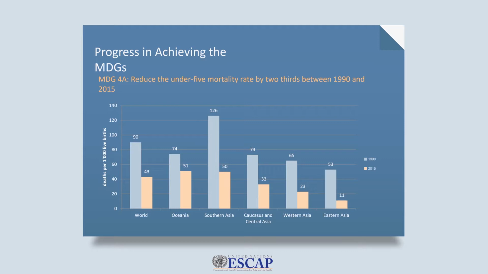The Asia-Pacific region has also performed strongly against other MDG targets. For instance, nearly all primary-age children are enrolled in and complete school, with students at all levels of education benefiting from gender parity.